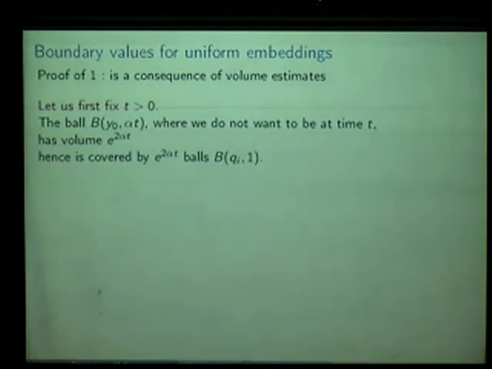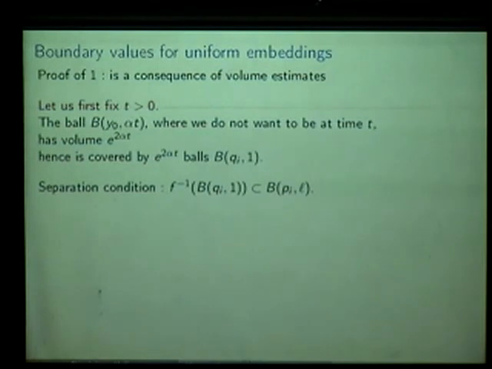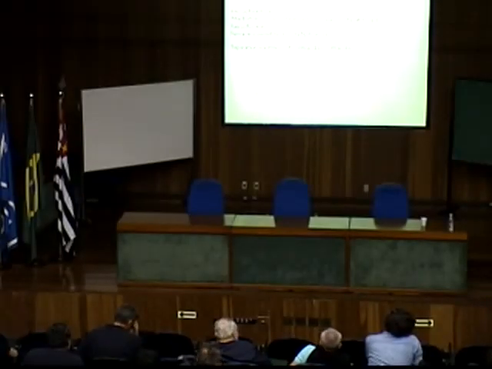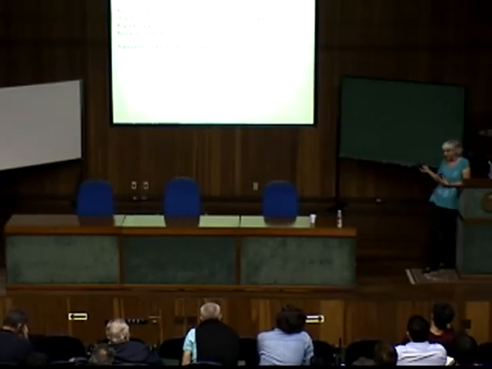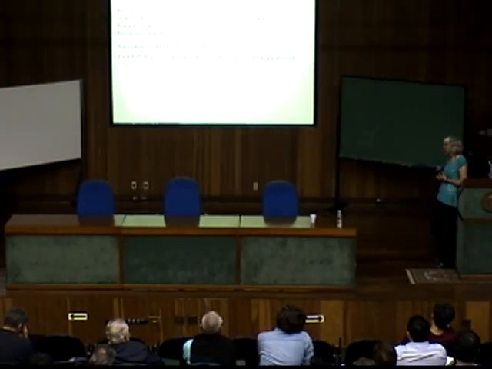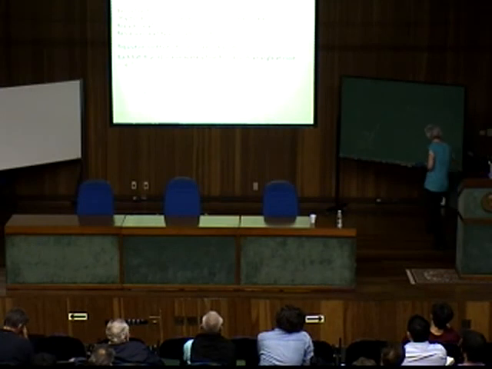Now your map F is a coarse embedding. So the separation condition yields that each pre-image of each of these balls with radius 1 is included in a ball with a fixed radius. And still you are in hyperbolic geometry.